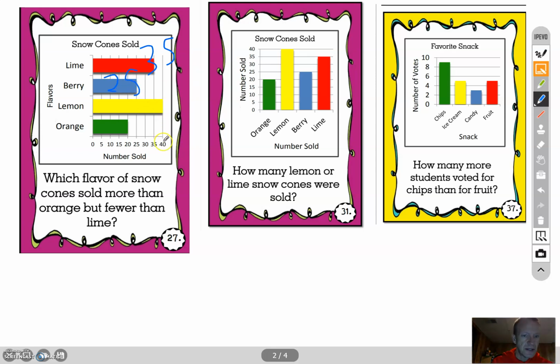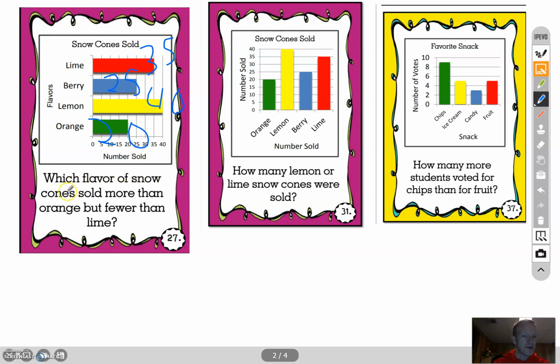Lemon, I look down, go up the line, and it's 40. And right here, I look down, go up the line, and that is 20. So now if I have several questions about this graph, I know my lines are 35, 25, 40, and 20. And then I have my information here. Okay? So questions that you might see.